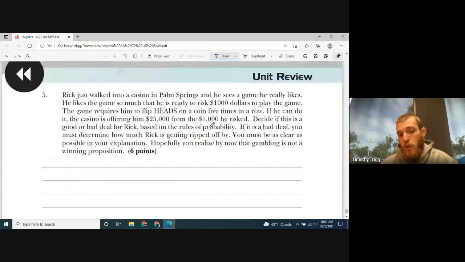Now, this last one is pretty tricky. I'm going to be honest, this one's pretty tricky. So let's go ahead and work on it. Number 5. Rick just walked into a casino in Palm Springs, and he sees a game he really likes. He likes the game so much that he's ready to risk $1,000 to play the game. Sounds like a fool.